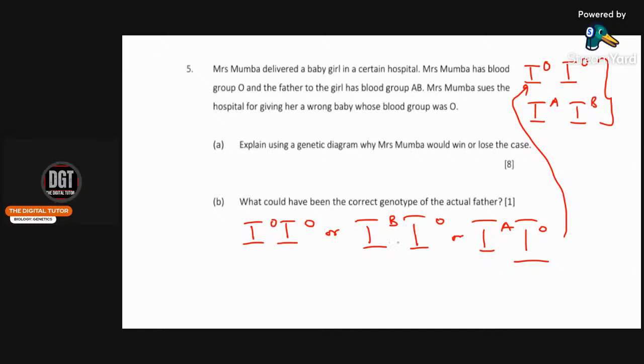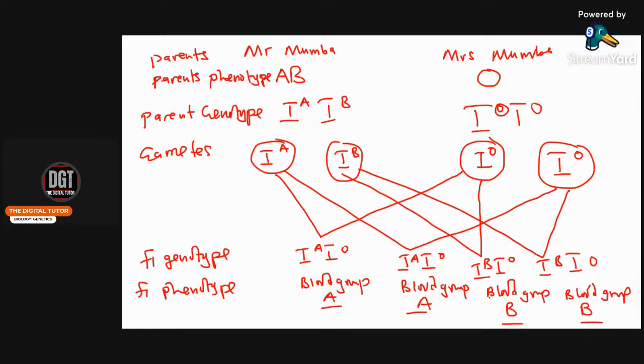So these are the possible genotypes of the actual father of the child. In the case where now they want to determine, Mrs. Mumba has said that, yes, this is not my child. Now, what would be the possible father to the child? So this could be the possible father to the child. I guess you get that point. So the genotype that we have is this one, and of course that one answers the other question.